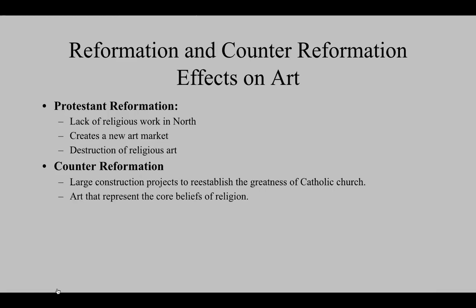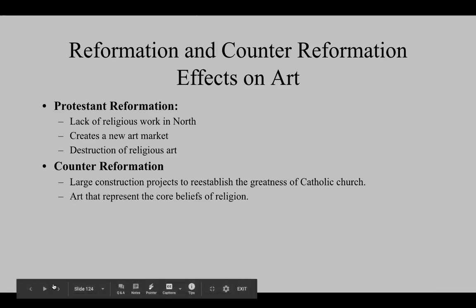So we had to create a new art market. So during the Baroque, we'll see new subject matter being taken up. There's also iconoclasm taking place during this time. A lot of imagery is being destroyed or painted over. Now, the Catholic Church in the Counter-Reformation starts to have large construction projects to reestablish the greatness of the Catholic Church. And they believe that art represents the core beliefs of the church. So they had lots of extra paintings and sculptures and churches created during this Counter-Reformation.